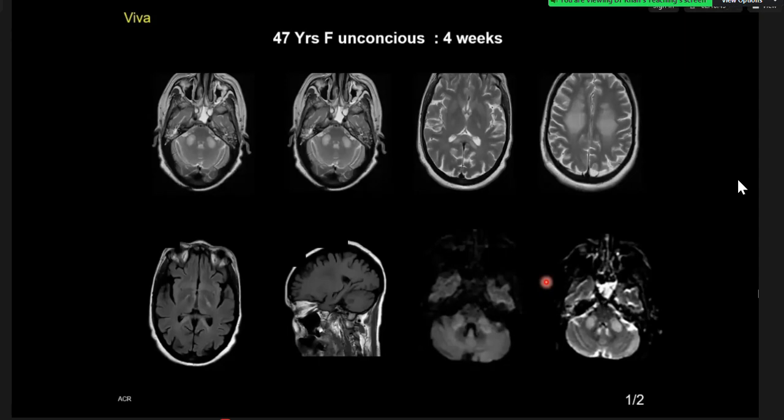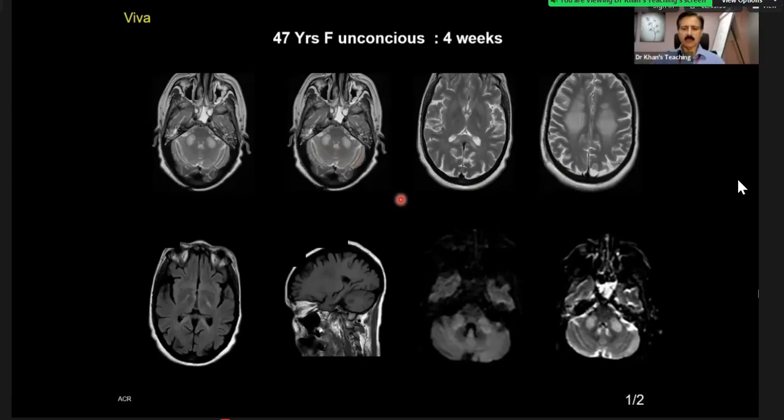Okay, so I've got multiple series of FLAIR axial and DWI axial of a 47-year-old who is unconscious for 4 weeks. There is diffuse hyperintensity in the central white matter of the centrum semiovale, and symmetrical hyperintensity in the, are those the middle cerebellar peduncles? Excellent. So middle cerebellar peduncles.